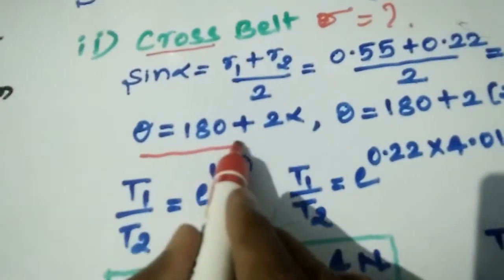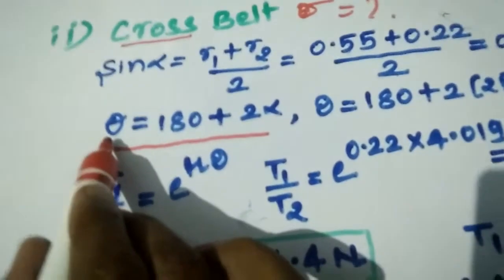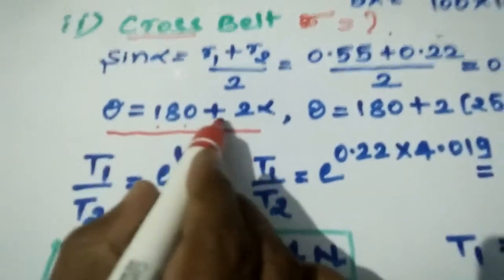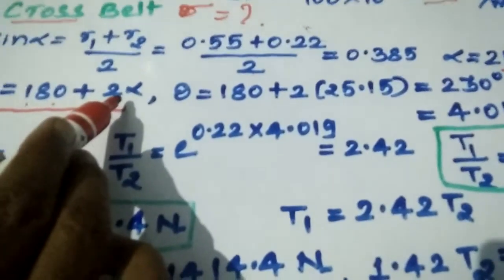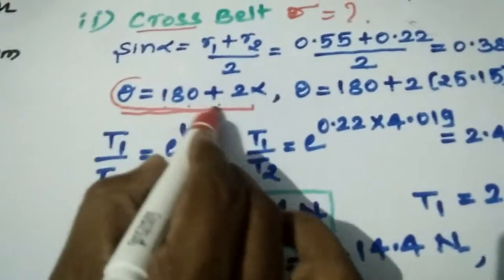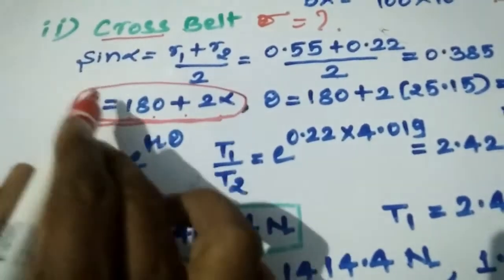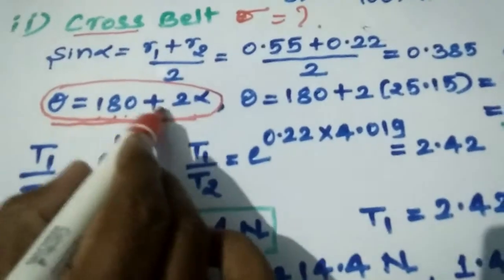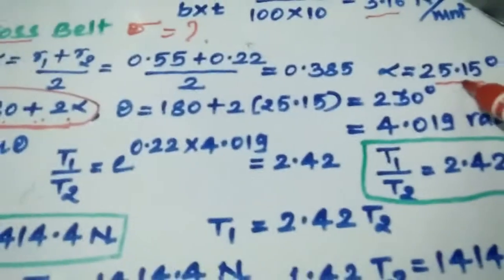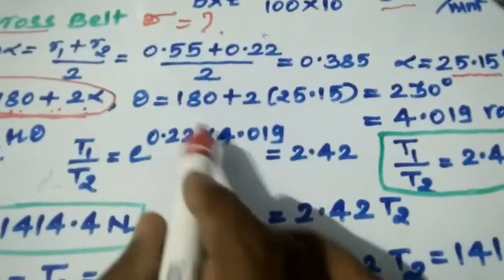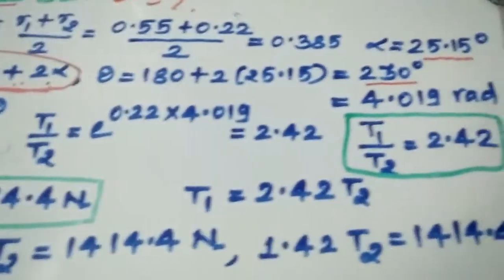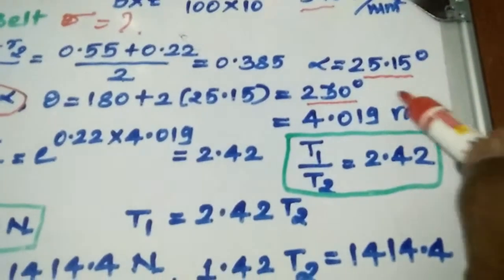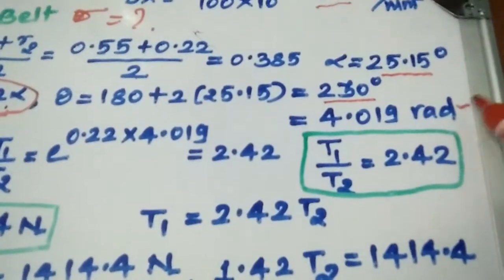You also have to remember that for a cross belt the lap angle comes as 180 plus 2 alpha. In this case, theta does not vary between the smaller pulley and the larger pulley, both are the same. That's why theta equals 180 plus 2 alpha. You got alpha as 25.15, so putting in this value it comes as 230 degrees. Then you convert to radians by multiplying by pi by 180.